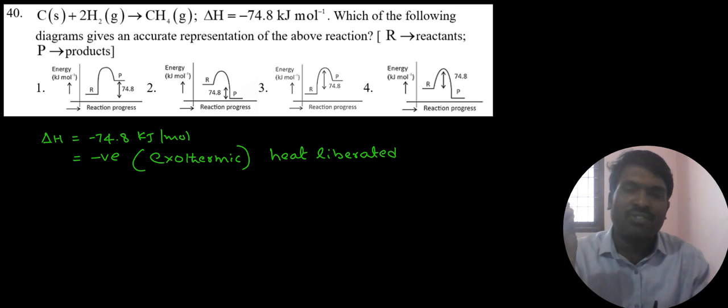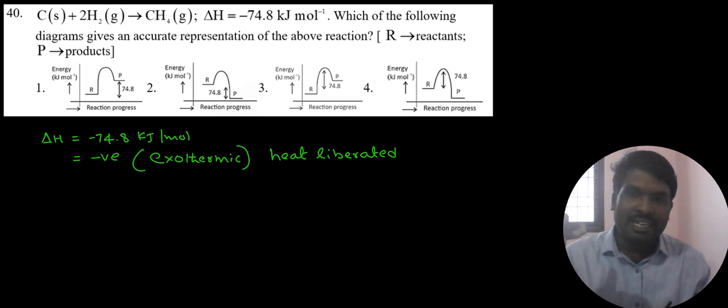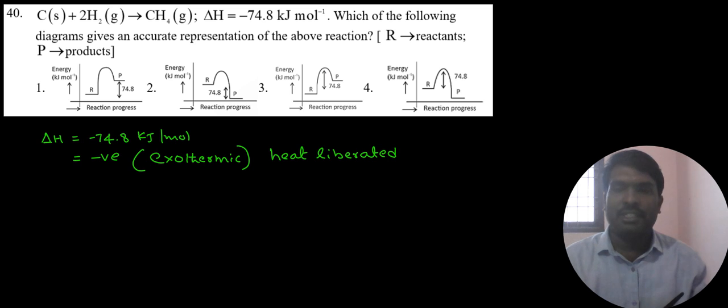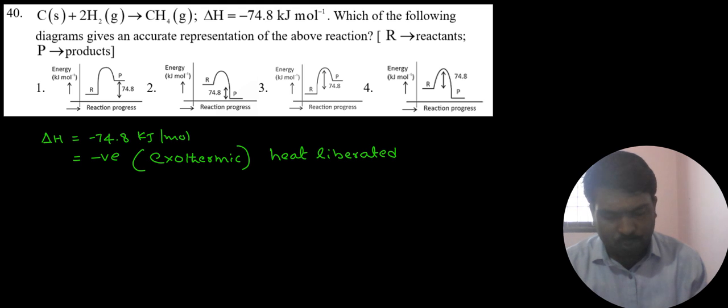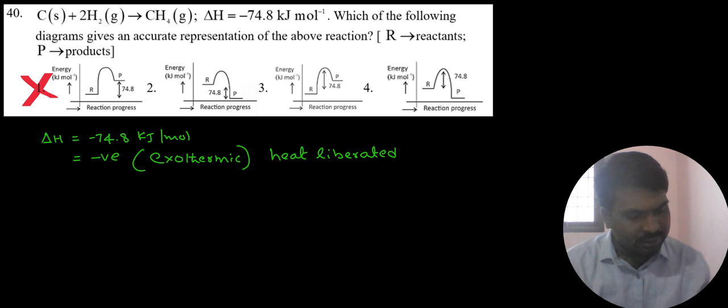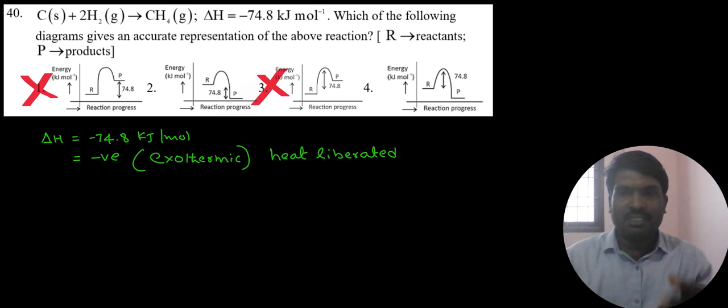That graph represents endothermic. Here, exothermic means reactants are higher in energy and products are lower in energy. So which graph is right? Here reactants are lower in energy and products higher in energy. The first graph is wrong, and the third graph is also wrong. Reactants lower in energy and products higher in energy means heat absorption takes place.